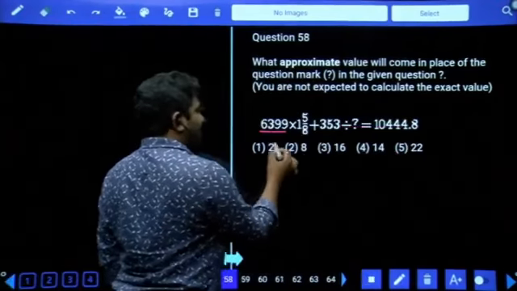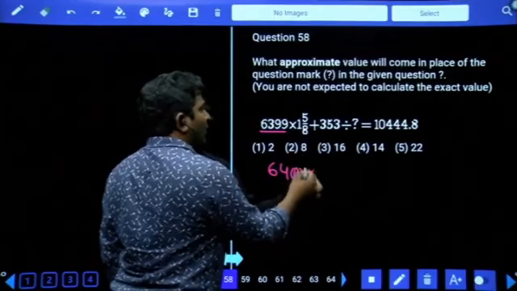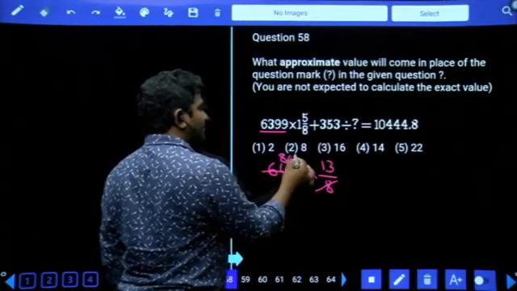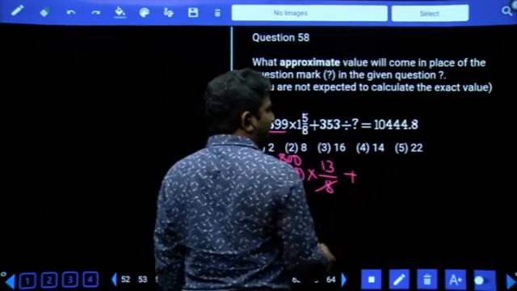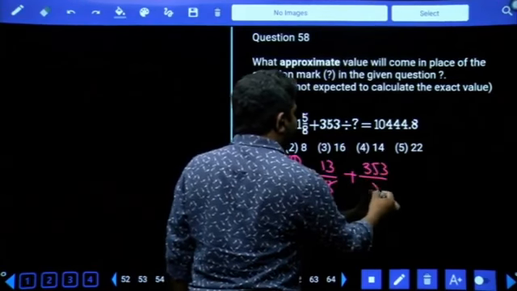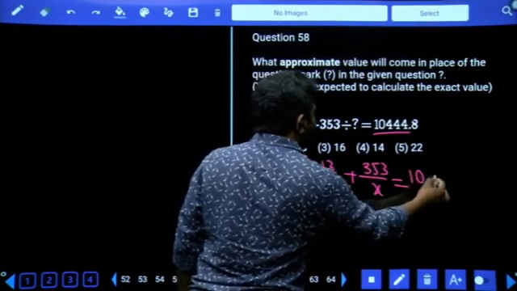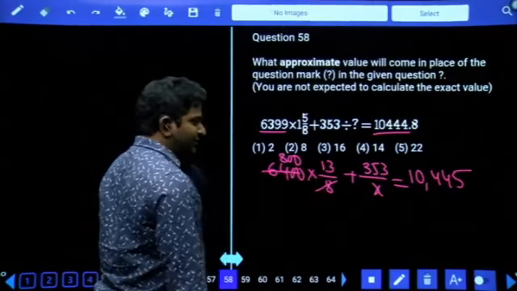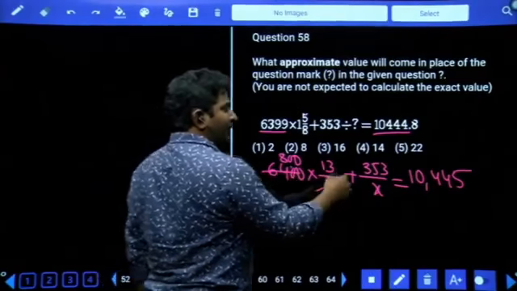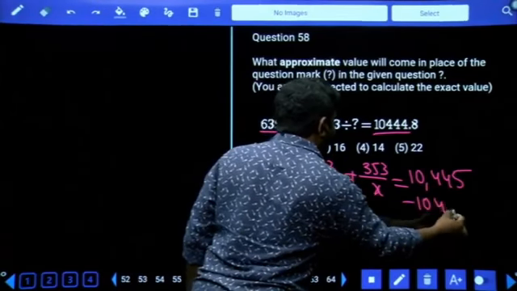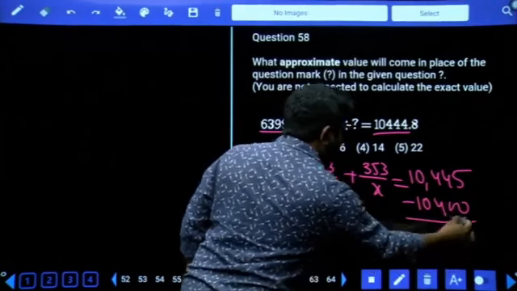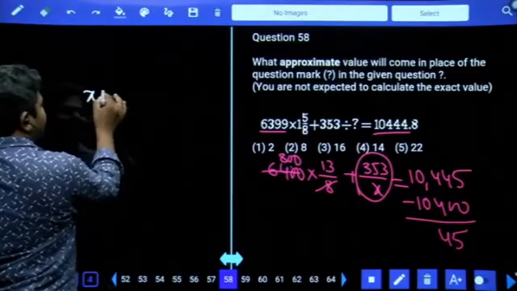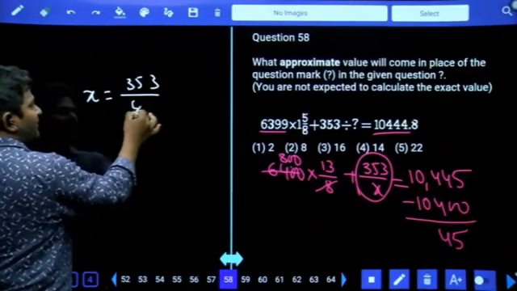Now, we can write this number as 6400 into 1 5 by 8, that is equal to 13 by 8, 800 times. Plus, some number we have, 353 divided by x, that is equal to 10,445. 13 by 8 times 10400. If that goes to the right hand side, 10400, if you subtract it, right hand side we have 45. 353 by x is equal to 45.